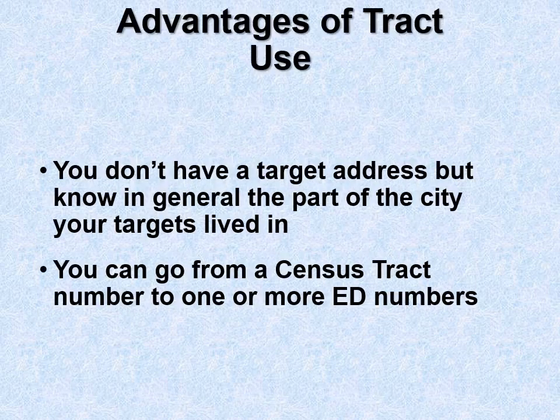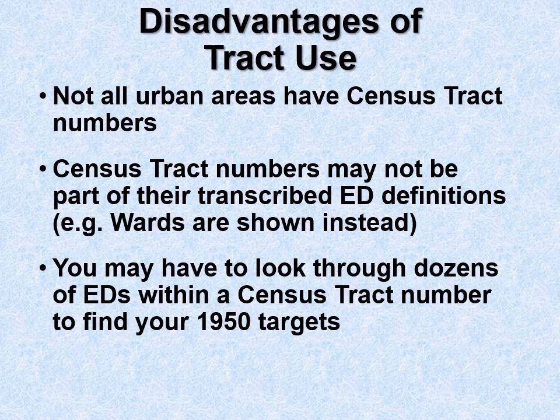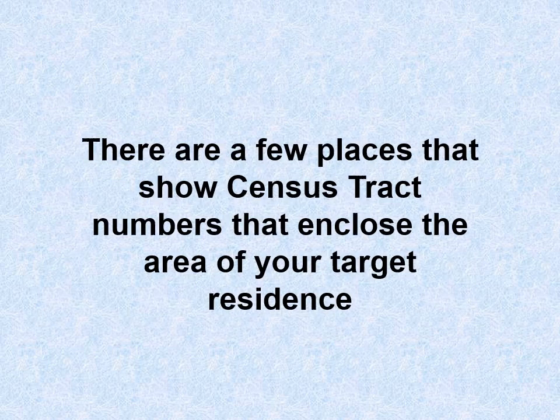The advantage of them is you don't have a target address, but know in general the part of the city your targets lived in. And if you can get the census tract number, it will lead to one or more EDs. The disadvantage is that not all urban areas have these numbers. The numbers may not be part of their transcribed ED definitions. Show you why that's important in a second. And you may have to look through dozens of EDs within a census tract number to find your targets.